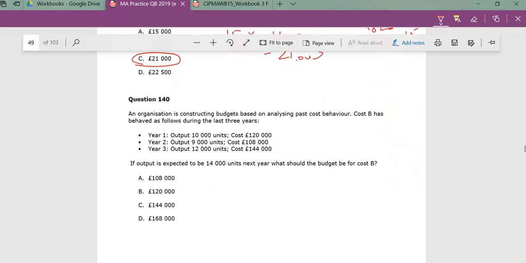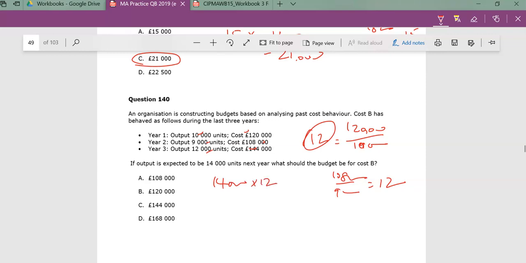And finally, question 140. Again, a very similar scenario. We see that costs are increasing as we go up. So let's test if it's variable. We have 108,000 divided by 9,000. We have 12. So we can see that the variable cost is 12. So for 14,000 units times 12, we're looking at 168,000. So this is all variable costs.